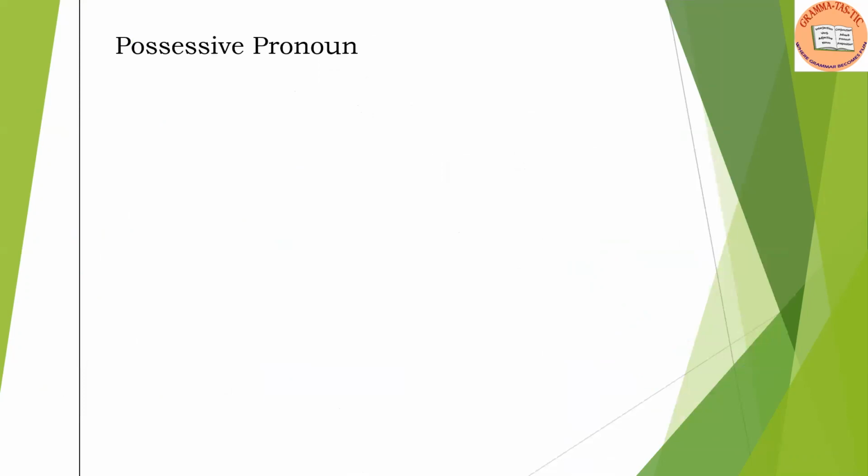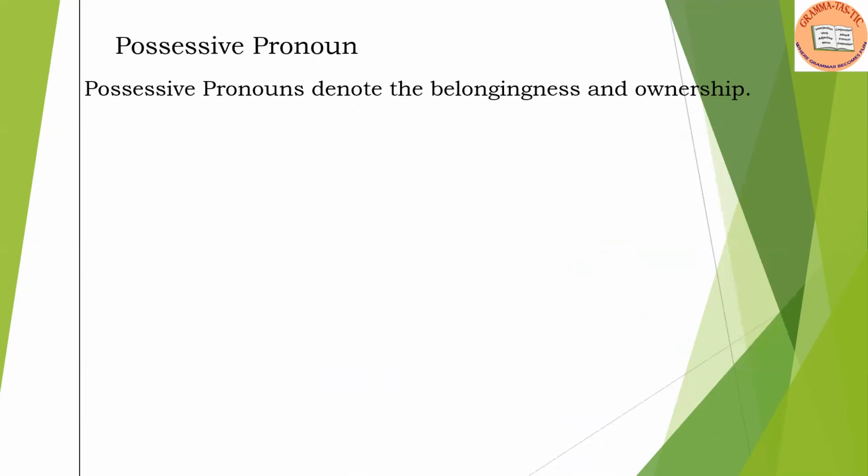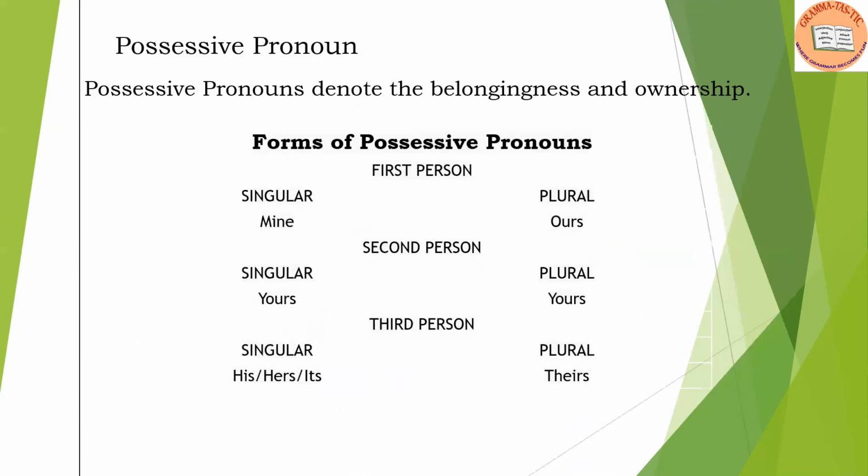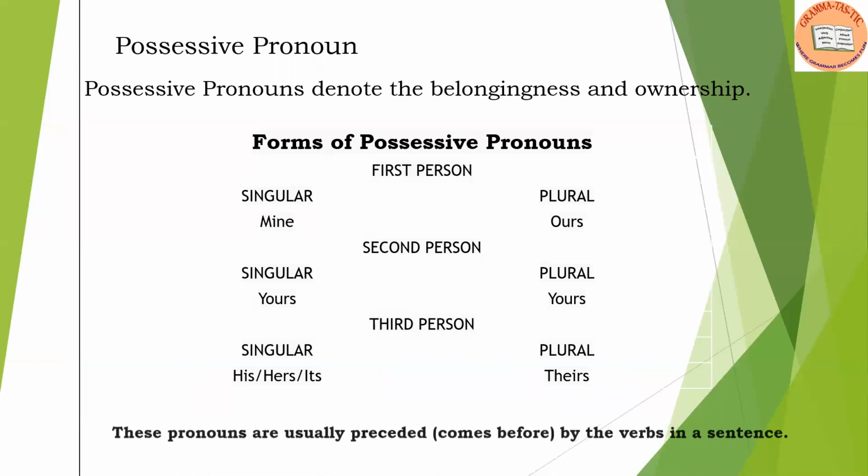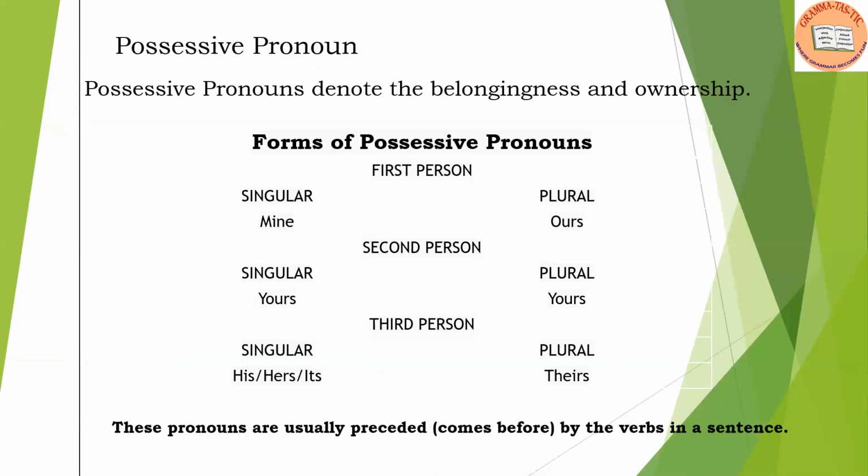Now let's look into the second one, the possessive pronouns. Possessive pronouns denote belongingness and ownership. Forms of possessive pronouns: in the first person, singular, it's mine, and plural it becomes ours. Second person, yours, and yours in both singular and plural. Third person, his, hers, its, and theirs in plural. These pronouns are usually not followed by verbs in a sentence.